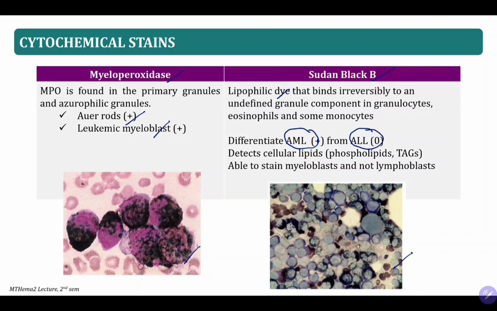Okay, so hindi na-stain si lymphocytes sa Sudan black B. And it also detects cellular lipids such as your phospholipids and your triglycerides, and could be able to stain your myeloblasts, and again, not lymphoblasts. Kaya siya ginagamit pang differentiate with ALL.